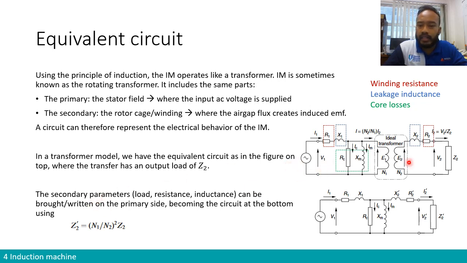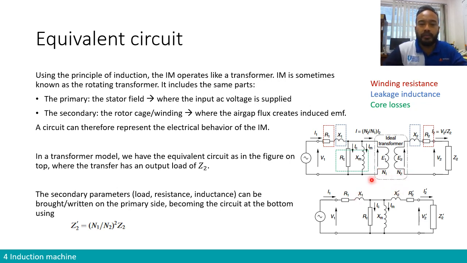Okay, so this is basically the model of a transformer, and it can be simplified because we don't like to have two separate circuits like this. It's very hard to analyze, but we know that in between the two circuits we have the ratio of N1 and N2, which is the ratio of the transformer, right? The amplification or the transformer ratio.